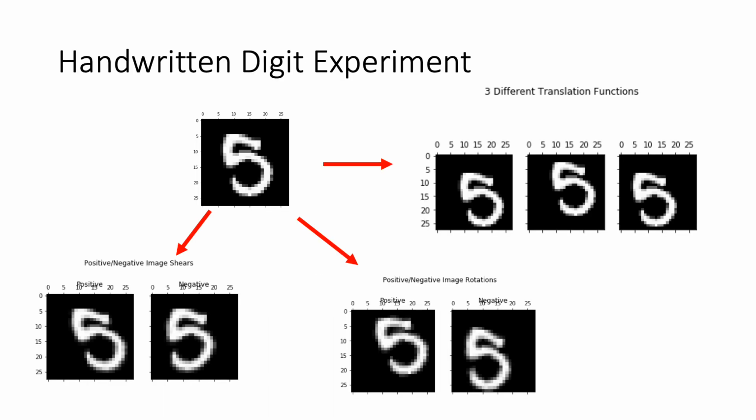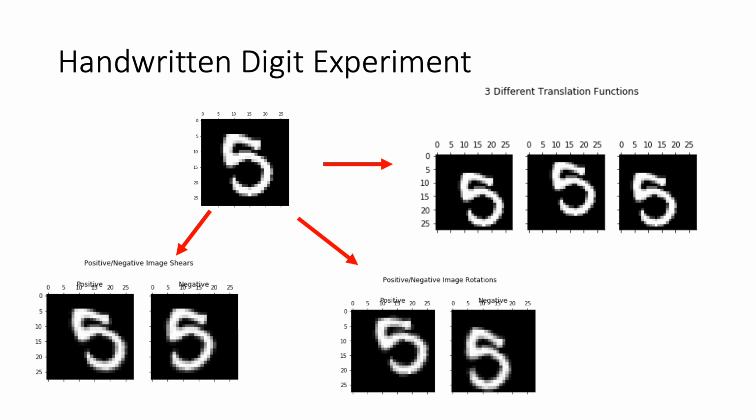So now we're going to jump into the experiments actually. I just want to show you what they did first. So they did two experiments. One of them was handwritten digits, classic MNIST. And the first thing that they did was they came up with 22 different translation functions that could potentially be applied to an image. A few of them are visualized here: translations, rotations, shears, that kind of thing.